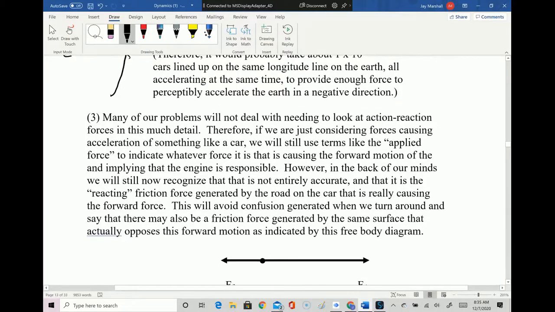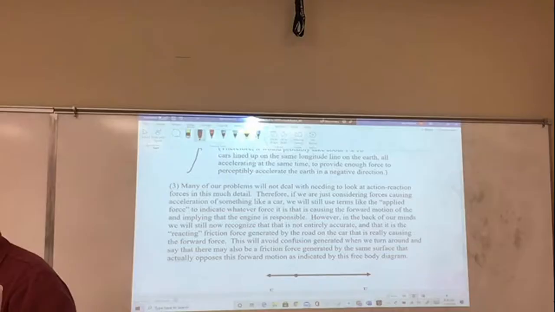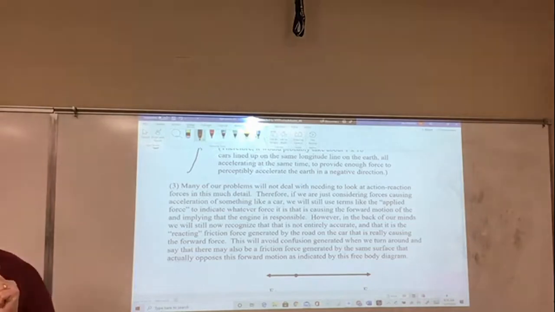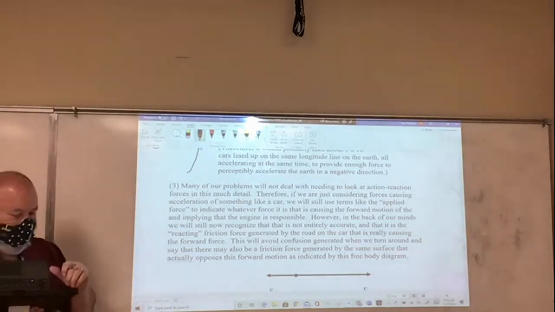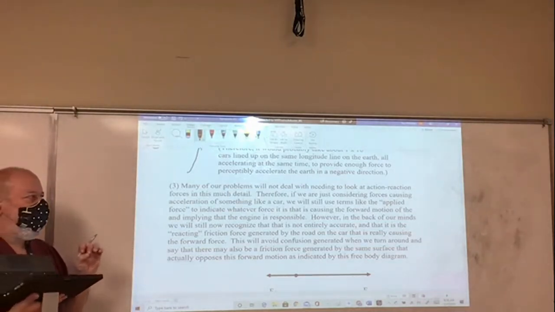Okay? Is this making any sense at all? We have this point of possible confusion, but it's not really the case, right? The whole answer to that confusion is the action and reaction force are applied to different objects. They don't cancel each other out because they're not applied to the same object.